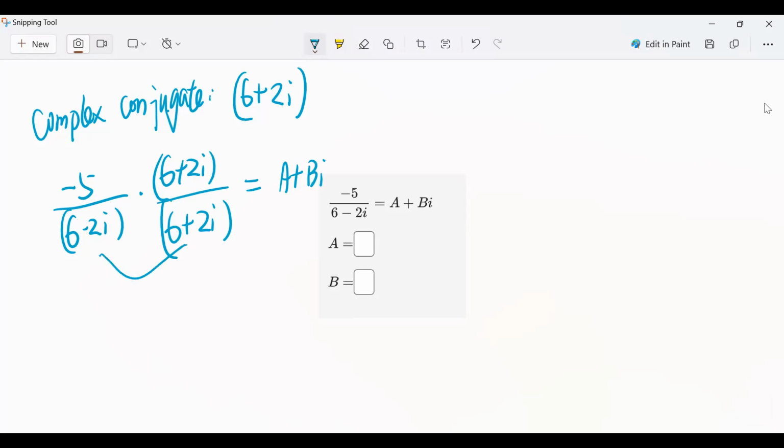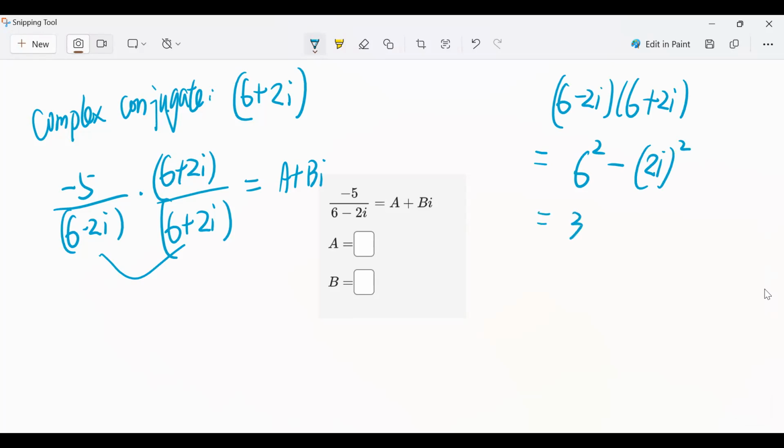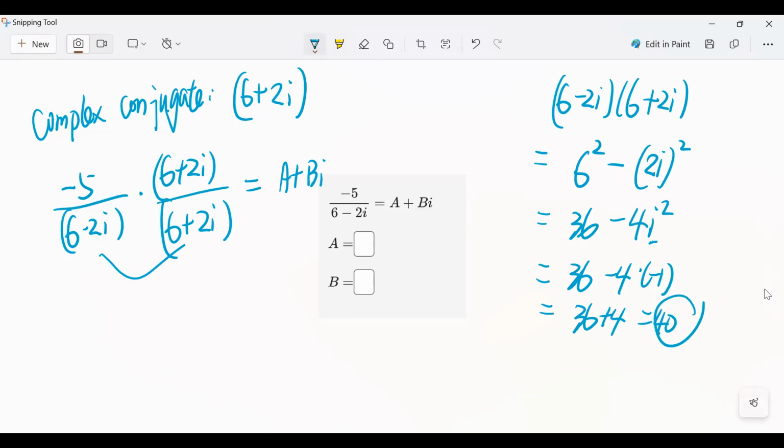Now, on the bottom, if you want to do that on the side, no problem. We can just quickly do that on the side. It should be a squared minus b squared, so it'll be 6 squared minus 2i squared. That will be 36 minus 4i squared. And then i squared is negative 1, so it's 36 minus 4 times negative 1. That's 4. So 36 adding 4, that's 40. We get 40 on the bottom.